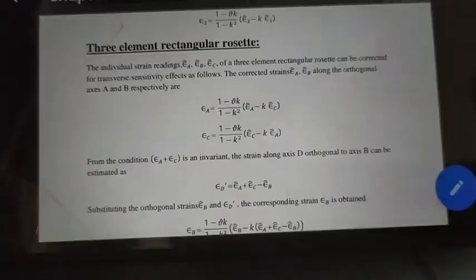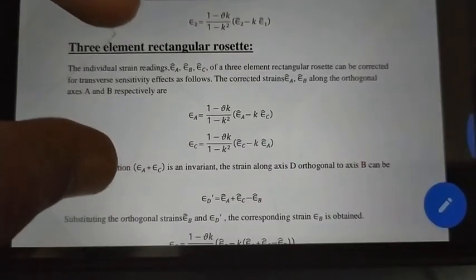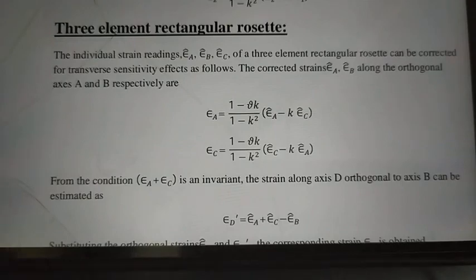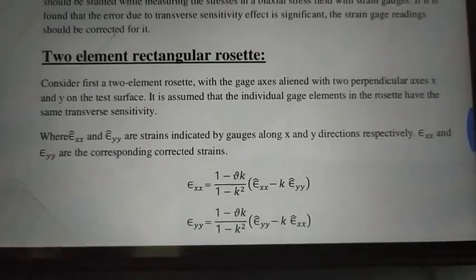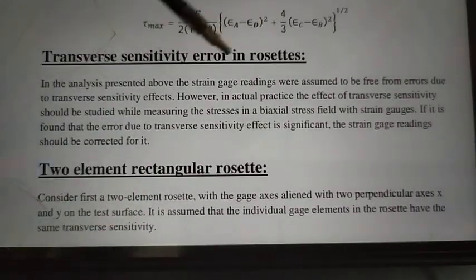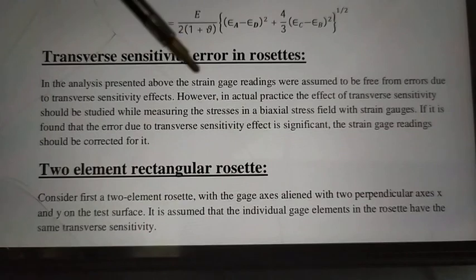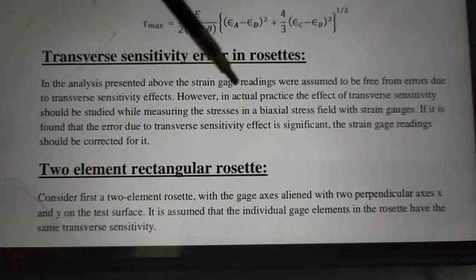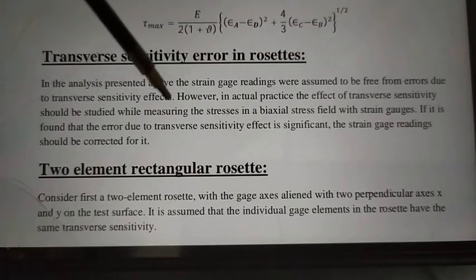You can see the equations are available here. As we learned about the transverse strains, this is the two element rectangular rosette, and this is the transverse strain. I have sent this material, so you can read here. In any analysis presented above, the strain gauge readings were assumed to be free from errors due to transverse sensitive effect.